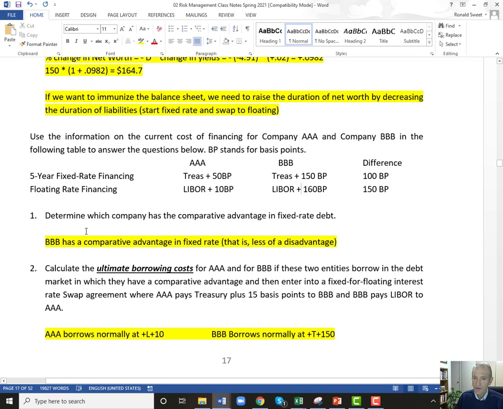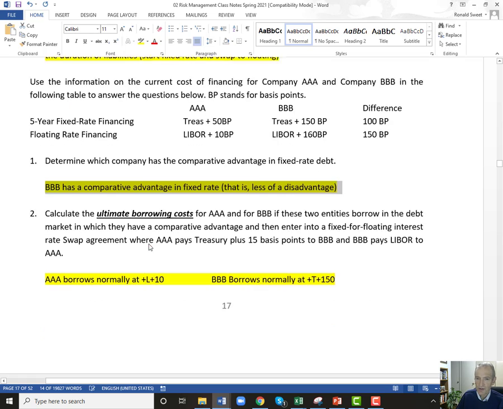So who has the advantage in fixed rate? Well, wherever this number is higher is where AAA has the advantage. Wherever this number is lower is where BBB has the advantage. So here, BBB has the comparative advantage in fixed rate. Again, I told you that's extremely rare. Usually the higher quality company will have the advantage in fixed, the lower quality will have the advantage in floating, but here I switched it. That's probably unlikely that you'll see that on the exam, but I set this one up just to make sure you're thinking through it.